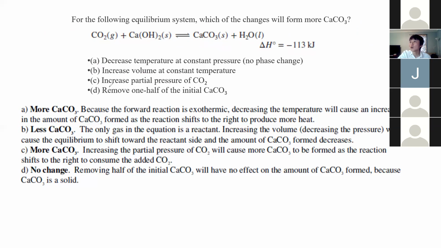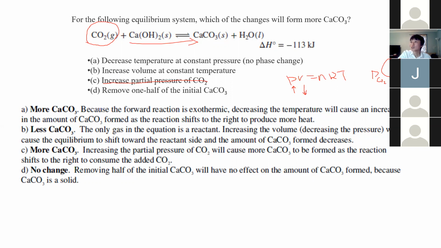So for C, we are increasing the partial pressure. Again, based on the ideal gas law, PV equals nRT, increasing the partial pressure also means lowering the volume. Or another way you can think about it: the partial pressure of carbon dioxide is based on the mole fraction. If there are any other gases involved and you increase the partial pressure, that increases the mole fraction, so you have more carbon dioxide involved. So in that case, the reaction will shift to the right.